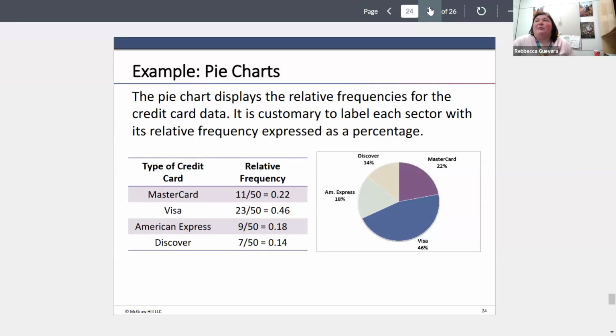So a pie chart here displays the relative frequency of that credit card data. It's customary to label each sector with its relative frequency expressed as a percentage. Like I said, relative frequency is usually a decimal, but this is one of the few cases where we like to write it as a percentage, in pie charts. MasterCard was 0.22, so we write 22% here. That's a quick visual. We quickly see that Visa almost takes up half of the credit cards being used, and almost a quarter are MasterCard. We can quickly gather what's going on with the data.